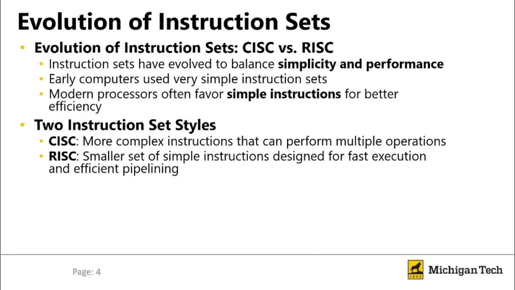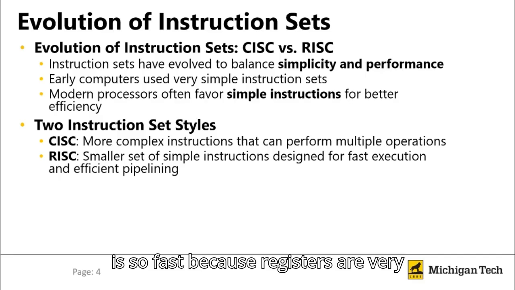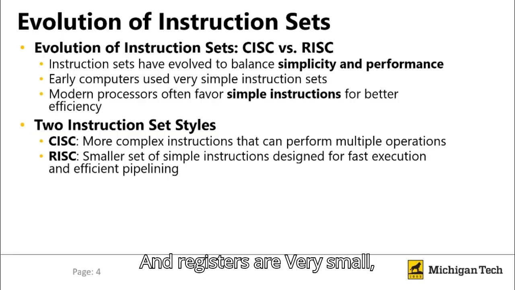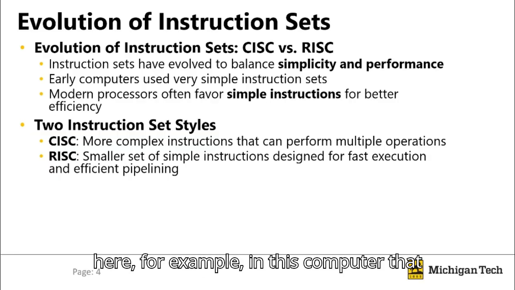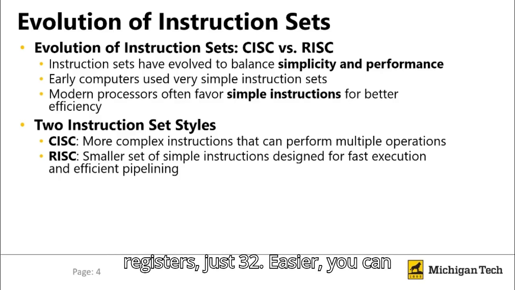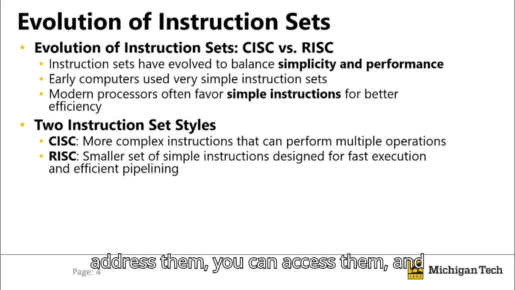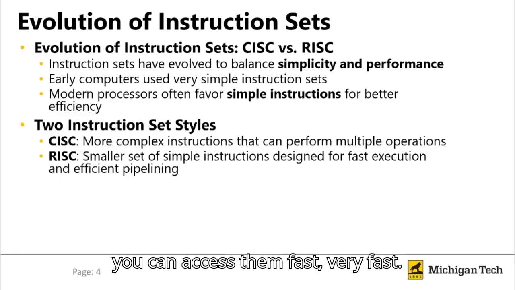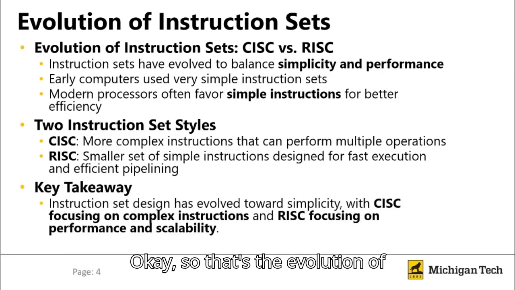Working with registers is so fast because registers are very close to the CPU. They are inside the CPU. And registers are very small. Here, for example, in this computer that we're going to learn, we just have 32 registers, just 32. Easier, you can address them, you can access them, and they are very close to other parts, and you can access them very fast. Okay, so that's the evolution of instruction sets.